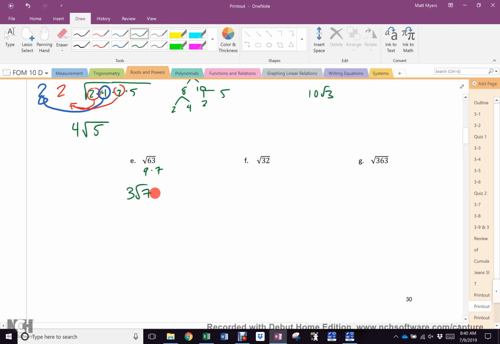What are you doing with 32? Why 16 and 2, Rajan? 16's a perfect square. 16 times 2. What's square root of 16, Rajan? 4. 4 root 2. 363. That's a tricky one. You're going to have to break that down because it's big, right? Well, what number goes into 363? Just by looking at it. 3. 3 and 121. Can I stop there?